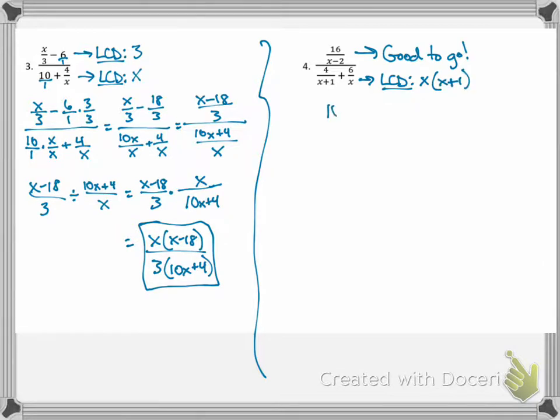So we're going to rewrite this here. Top fraction is going to stay put. Bottom fraction, we need to multiply the first one by an x over x, the second one by an x plus 1 over an x plus 1.